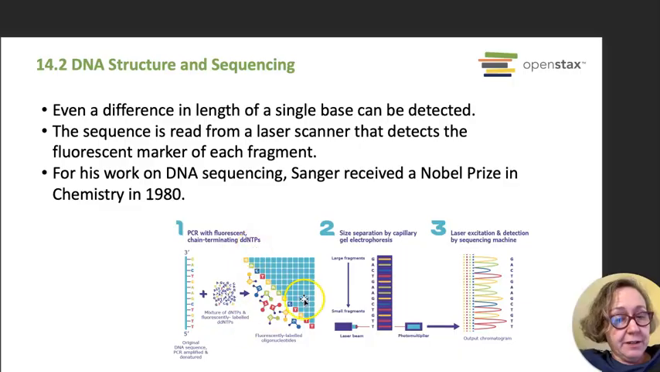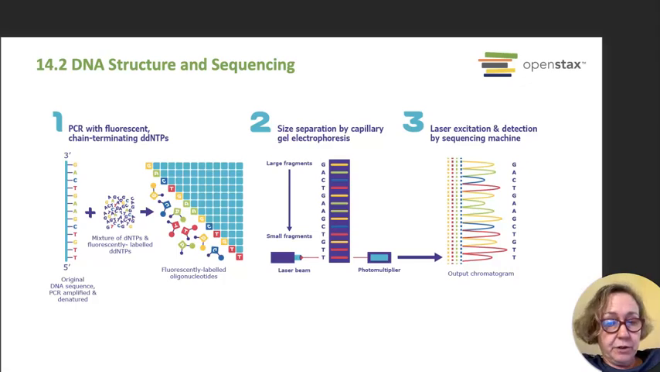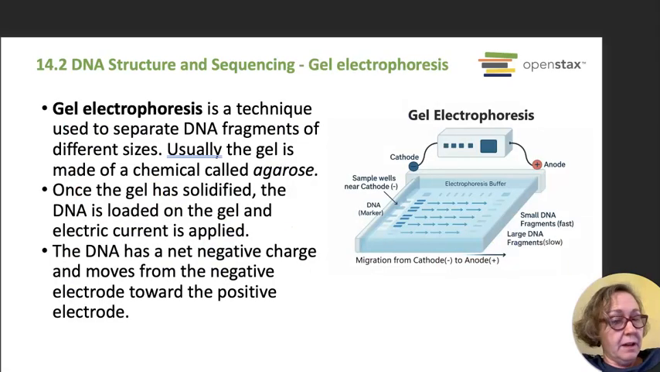Then every difference in length until you get the entire thing, right? So the first one is a T, and then there's something in another T, and then something in a C, and then that's how you get the sequence. You will see these large fragments, and it will look like this on a sequencing machine. For his work on the DNA sequence, Sanger received the Nobel Prize in Chemistry in 1980. This is an overview of what that process looks like.